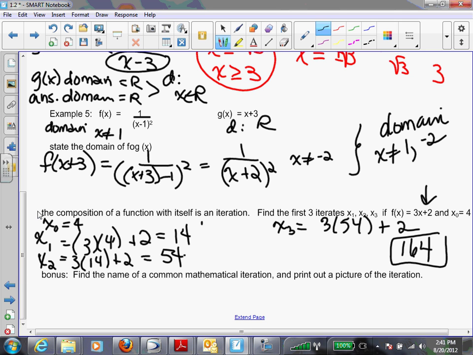All right, so I don't give a whole lot of extra credit. So find a name of a common mathematical iteration, print it out with a picture. Should all have different ones. All right? Bring it to class on Wednesday. And that'll be a homework bonus.